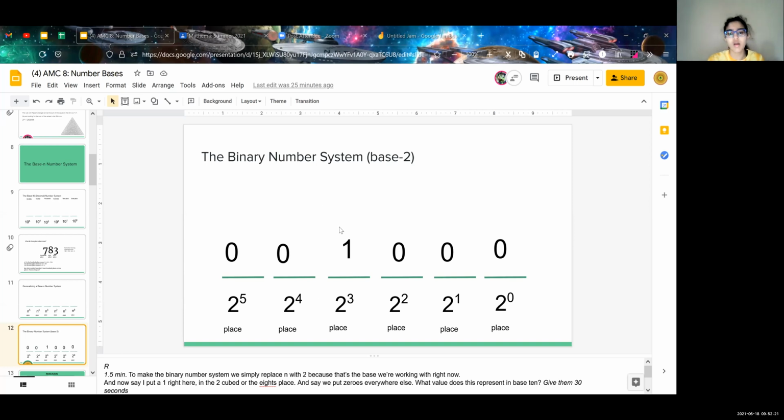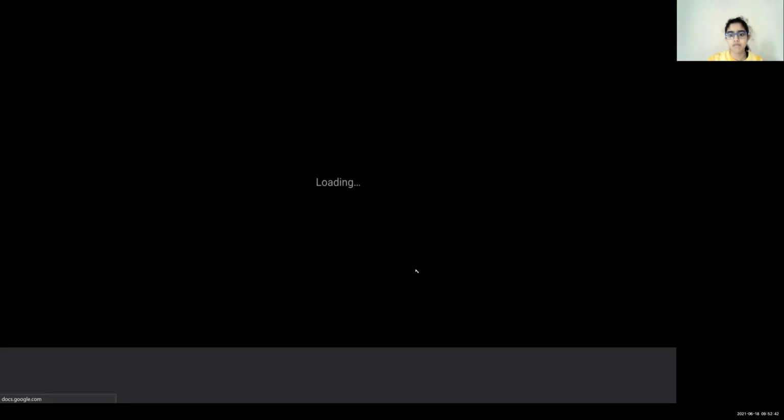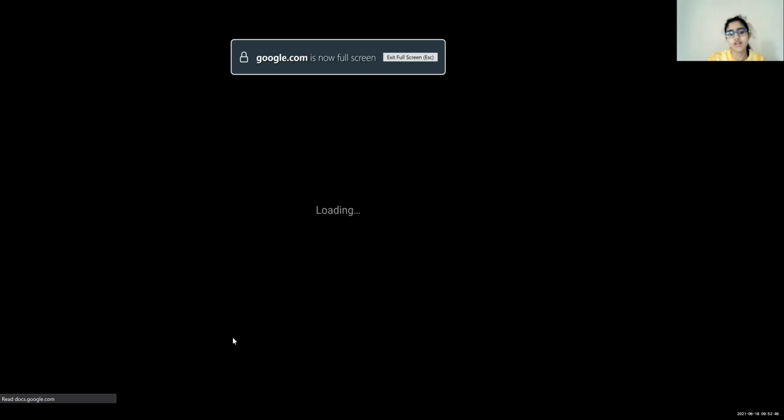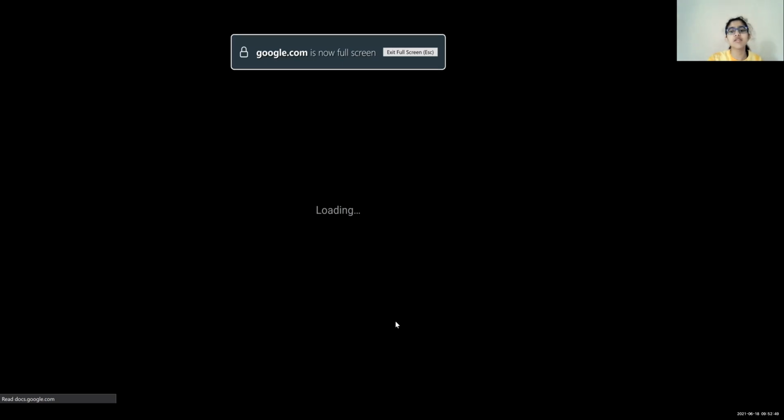Let me pull it up. Okay, the number that was in the 2 cubed place was 1. So that means we do 2 cubed times 1, not 2 cubed times 1,000, because including 1,000 would make it a different base. If anyone at any time has any questions on how to do this, just unmute and ask.